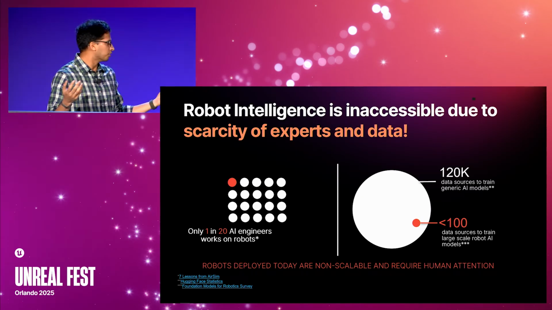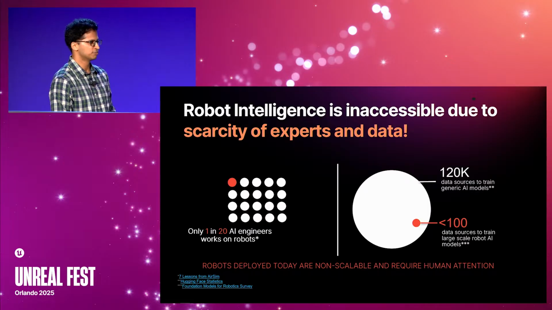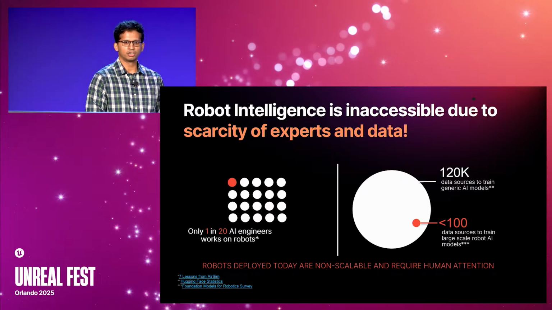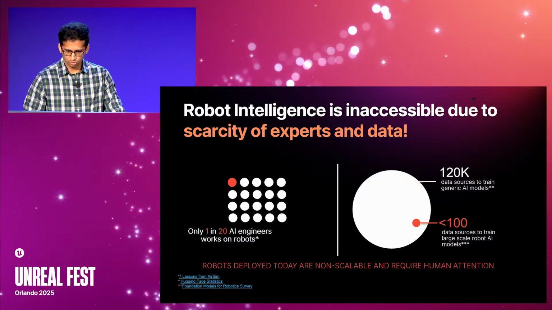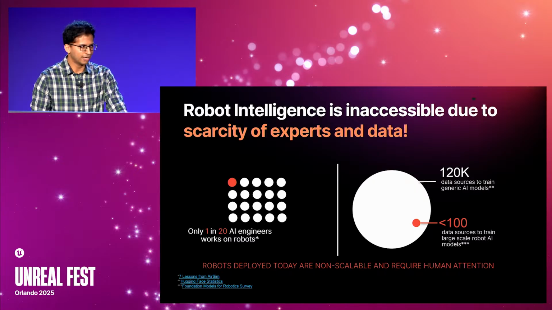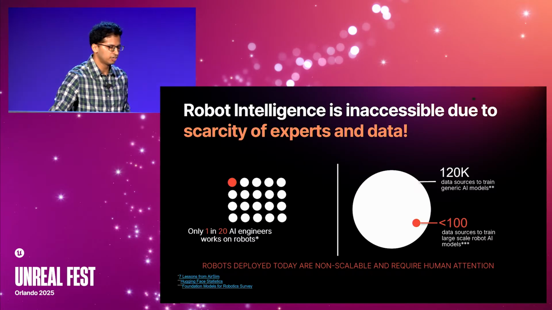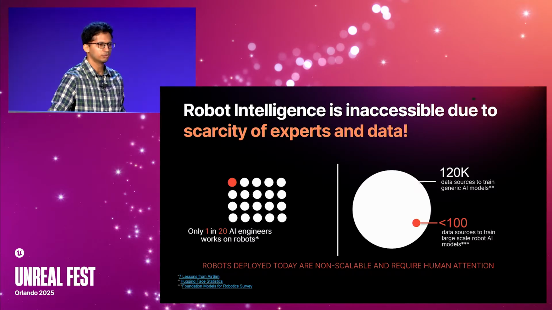So you've got hundreds of thousands of data sets on things like Hugging Face for general AI. But if you think about large-scale robot AI, it's not there. And even collecting the data is immensely hard. So to that effect, robots that are out there today, unfortunately and somewhat ironically, are still being manually operated at scale, right? So that's what we want to solve.